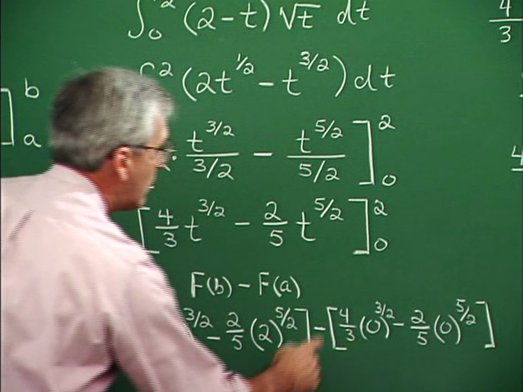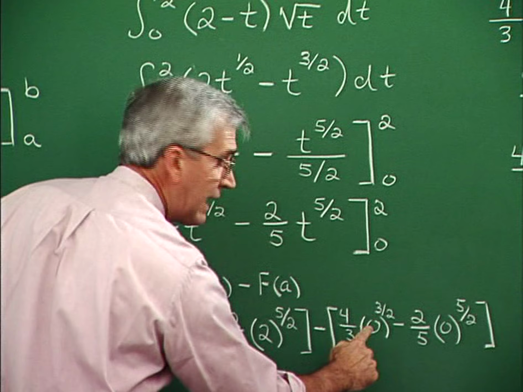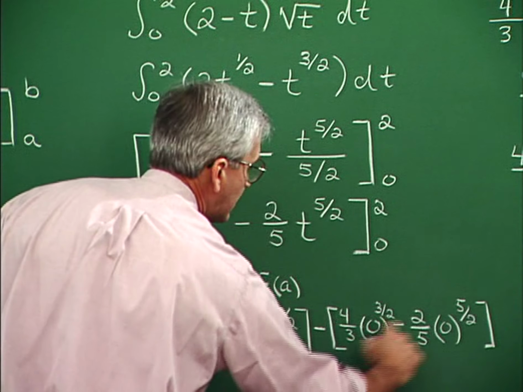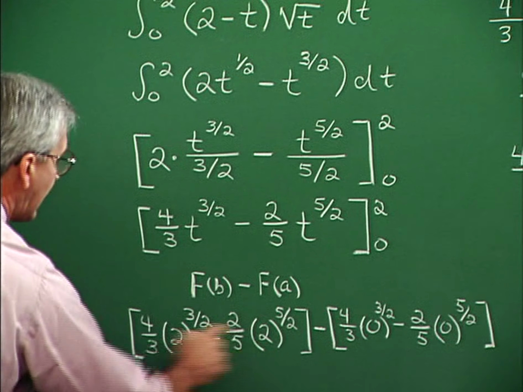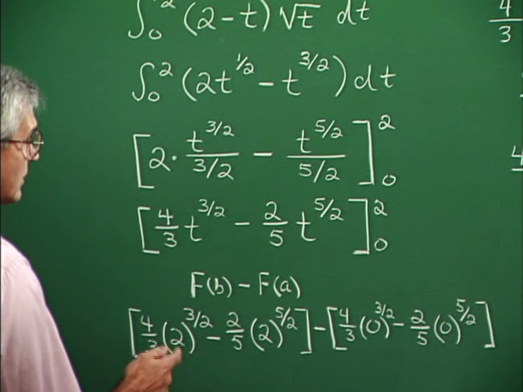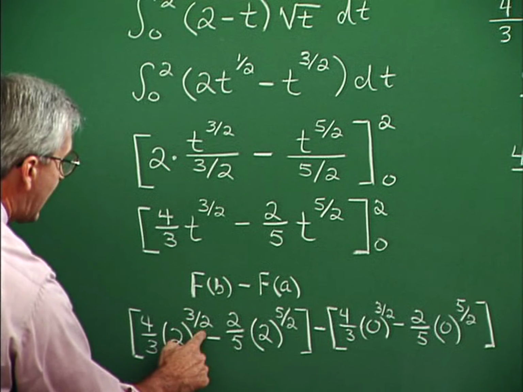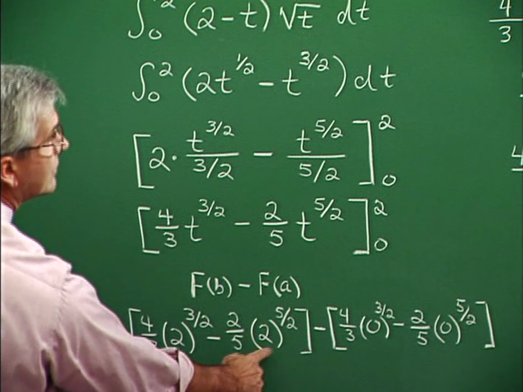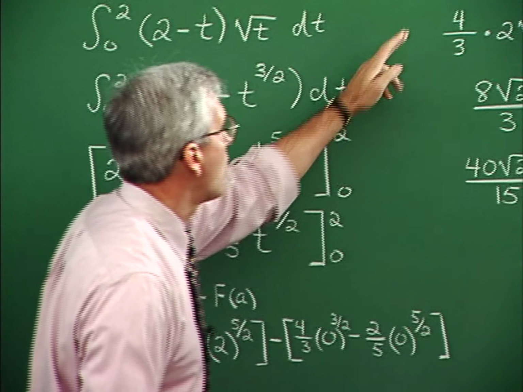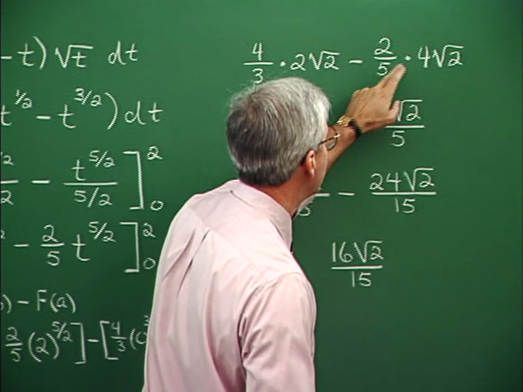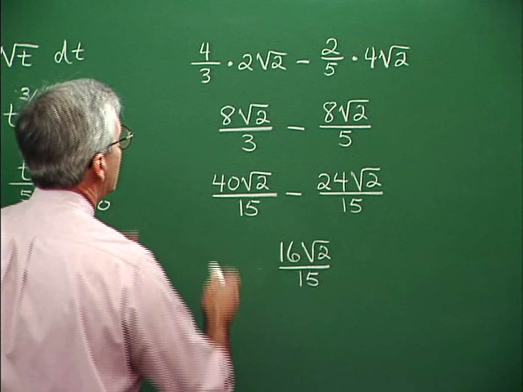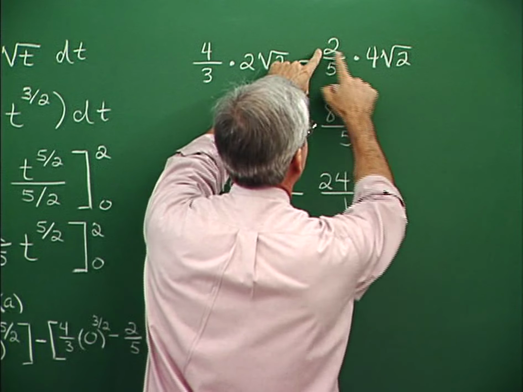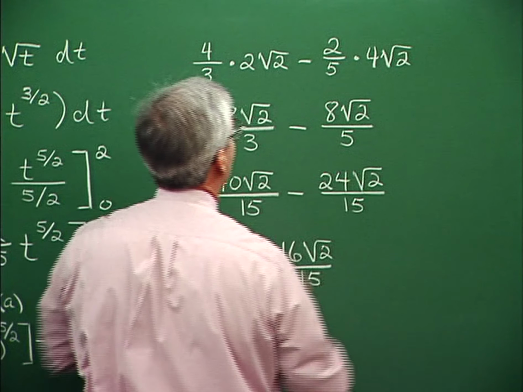Now, fortunately, when a 0 is involved, a lot of the terms will simply go out. This whole expression will go out of the problem, so we're evaluating this. And it's just a matter of manipulation. 2 to the 3/2, and I've written it up here, becomes 2 root 2, and 2 to the 5/2 is 4 root 2. So we have this 4/3 times 2 root 2 minus 2/5 times 4 root 2. And then again, cleaning up, 4 times 2 root 2 is 8 root 2 all over 3. And here, 2 times 4 root 2 is 8 root 2 all over 5.